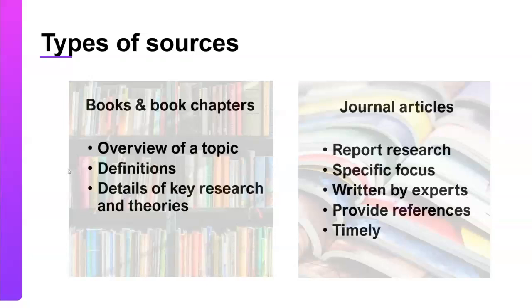Journal articles, however, will report on a specific type of research. They'll report on a specific topic. They're written by experts as well, and they provide references. So in every journal article, there will be a list of other articles that that person has cited, and they're timely. Books and edited books take more time basically to publish, while journal articles can be published quite quickly. So you're more likely to find there will be more journal articles from 2025 available than there would be books from 2025.